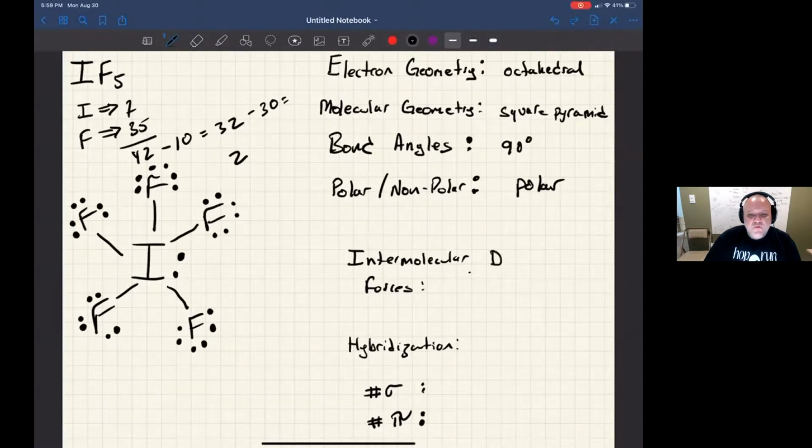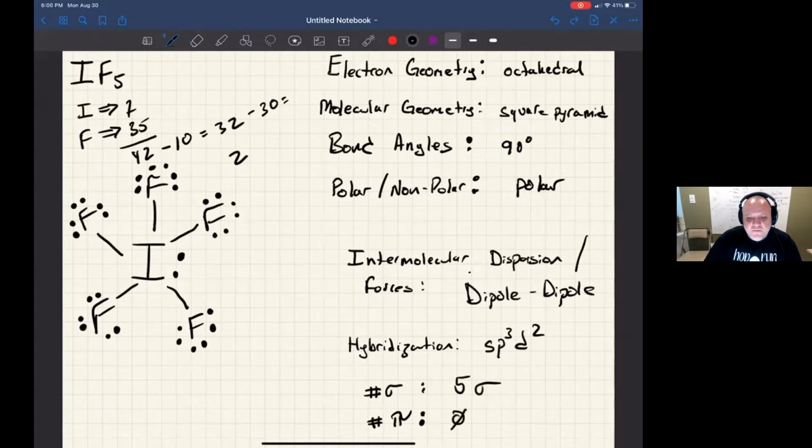The intermolecular forces that are present would be dispersion forces. All molecules have dispersion forces. And because it's polar, dipole-dipole forces. The hybridization, again, is determined by the electron geometry. It's octahedral, so it's sp3d2. 5 single bonds means there's 5 sigma bonds, and no double bonds, no triple bonds, means there can't be any pi bonds. Okay, that's IF5.